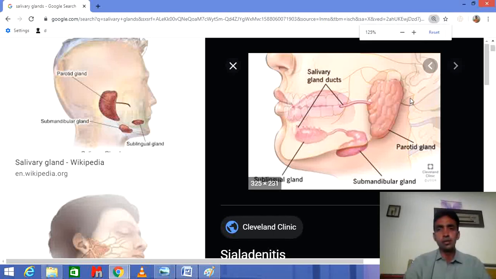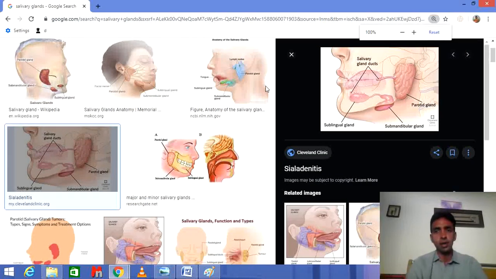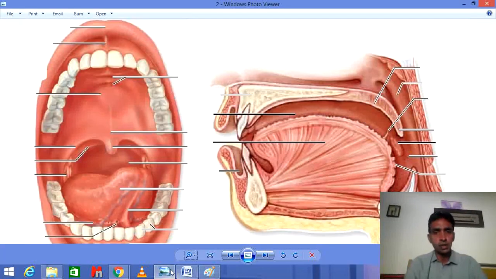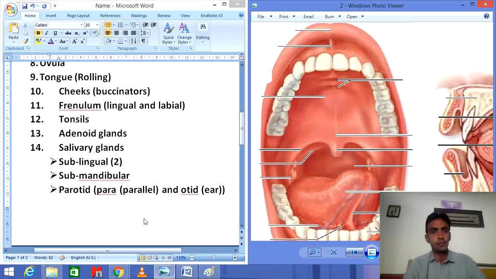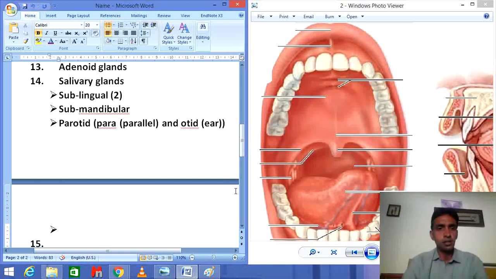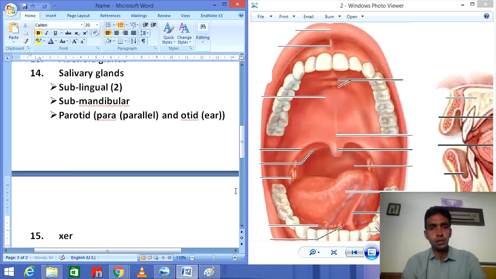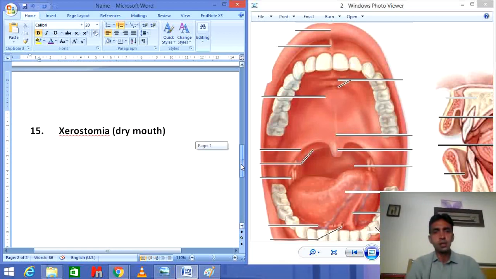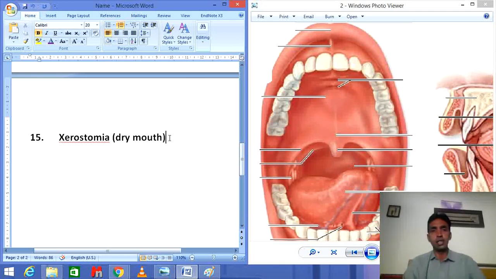Now if there is no production of saliva inside the oral cavity, that condition is called xerostomia. Xerostomia is also called dry mouth: no production of saliva by the salivary glands inside the mouth. That is called xerostomia. Another terminology is stomatitis.